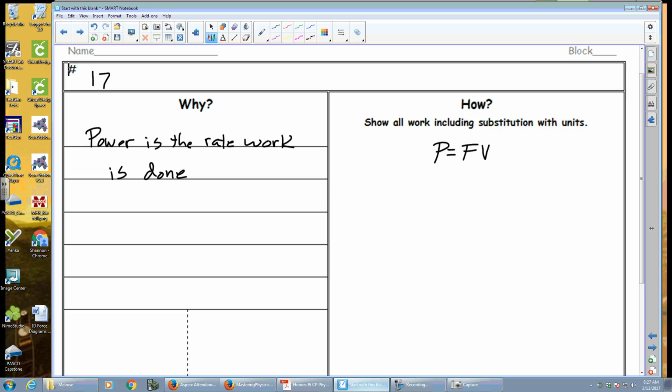Now I'm going to remember, if I have my little fly here, his weight is going to be downwards and his velocity is going to be upwards. So the power is going to be his weight times his velocity. His weight will be mg and this will be v.